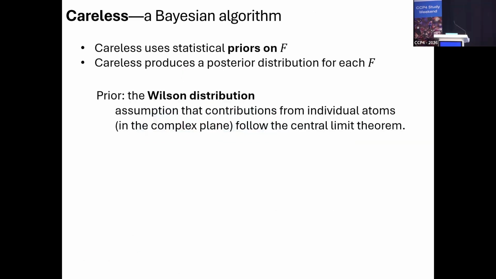What I want to talk about is the case where we have multiple data sets that are related in some way. They're from different time points or from different fragments or so. Oh, sorry, I'm skipping ahead. What we do in the single crystal case, right, we use a well-known prior that has been around in crystallography for 75 or so years, which is the Wilson distribution. And what the Wilson distribution is based on is the assumption that if you look at the contributions of different atoms to the total structure factor, and you look in the complex plane, the central limit theorem applies and they're normally distributed in 2 dimensions.